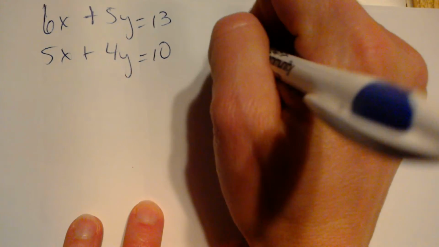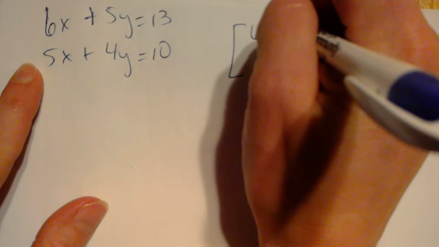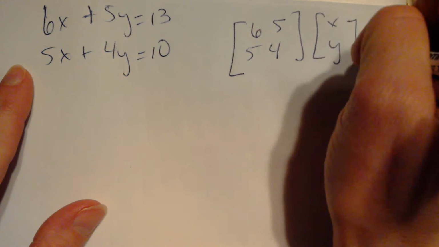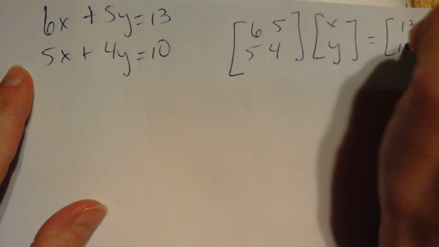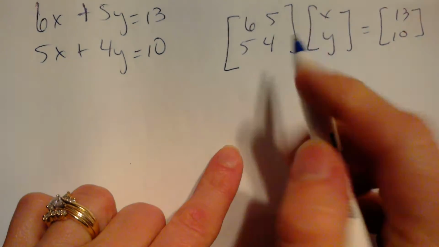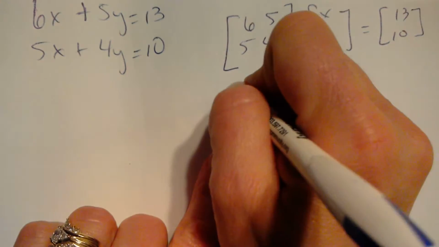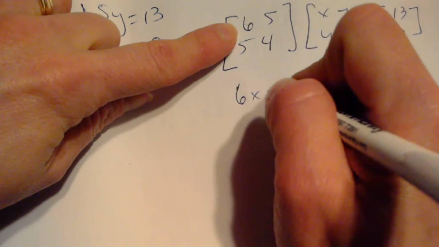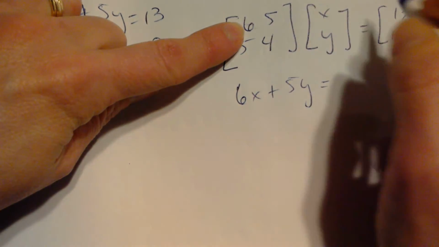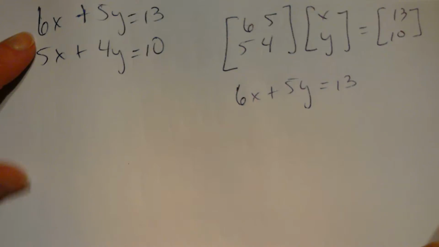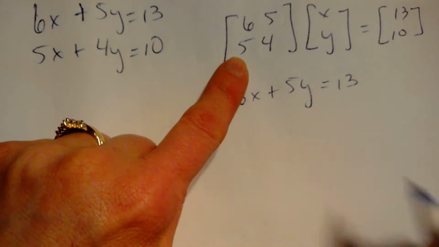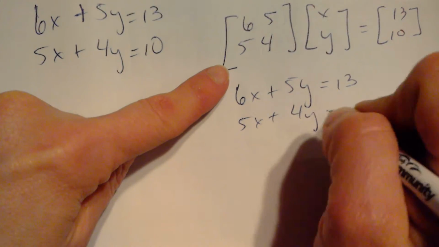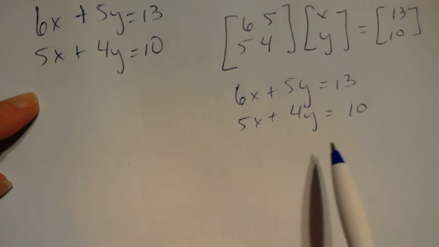So I'm going to put this in a matrix. I'm going to put my coefficients: 6, 5, 5, 4. And then I put my x, y in here, and then I've got 13, 10. The reason we can do this is, say I multiply these two together. So I multiply this row by this column, and I've got 6x plus 5y equals 13. Okay, so I get back where I started. I do the same thing with this row: 5 times x plus 4 times y equals 10. So I get this exact same thing.